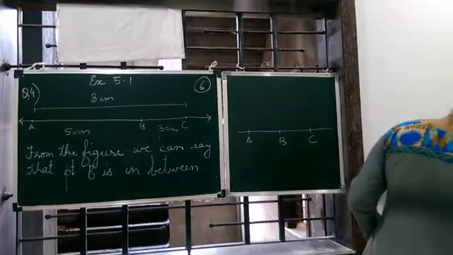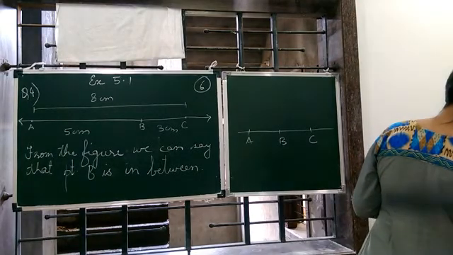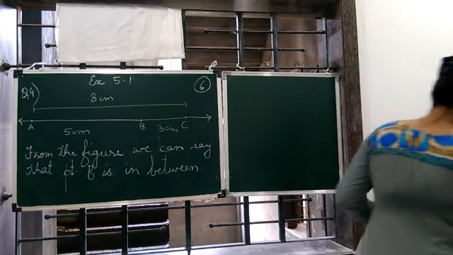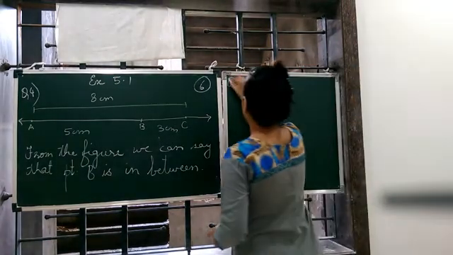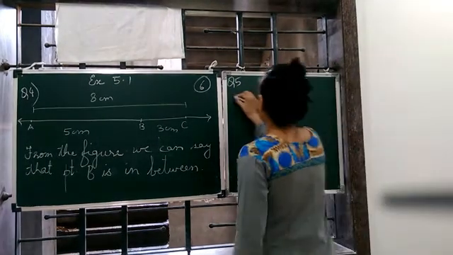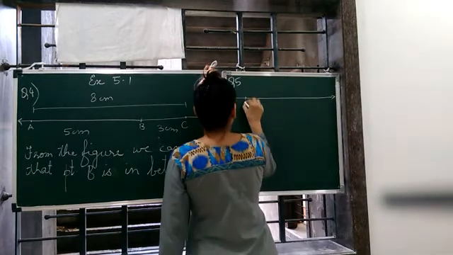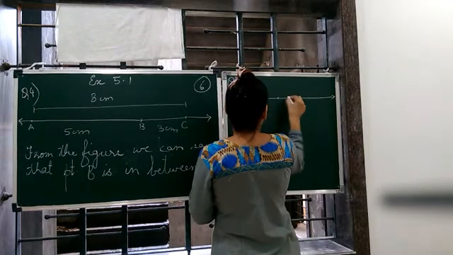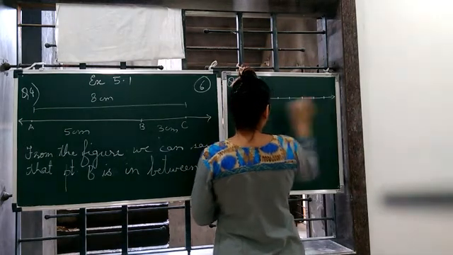Now we start with question number 5. Verify whether D is the midpoint of AG. So let's make a diagram. Diagram is already given. Question number 5. Now, this is the diagram. 0, 1, 2, 3, 4, 5, 6, 7. Something like this.